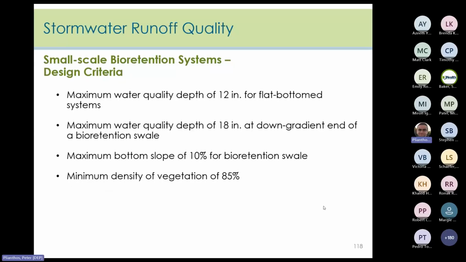Small-scale bioretention systems also have specific design criteria for water quality depth, which is 12 inches, instead of the 24 inches we saw for the infiltration basin. And there's also design criteria for the bottom slope and the density of vegetation. And all this can be found in Chapter 9.7 of the BMP manual. So you, as the reviewer, need to make sure that this is met.